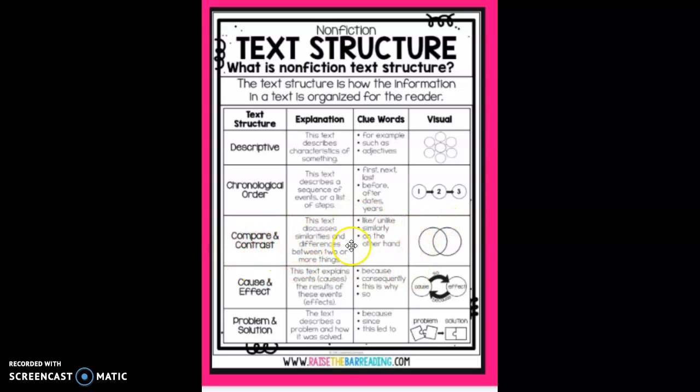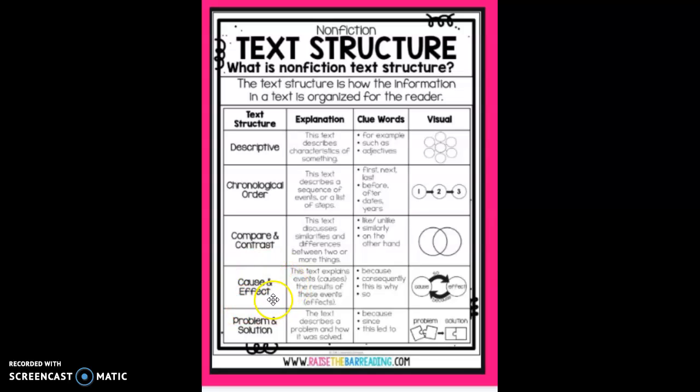We also looked at compare and contrast, when we are saying how two or more things are similar or different, and we use clue words like unlike, similar, or on the other hand. We also use a Venn diagram to show the differences and similarities between two things.